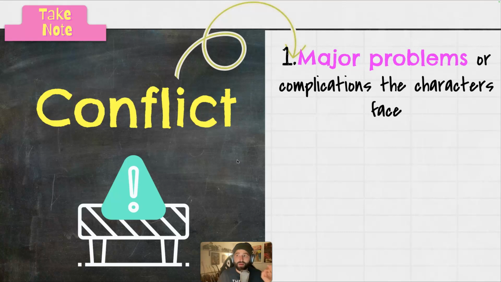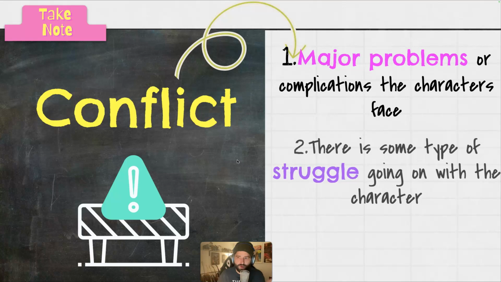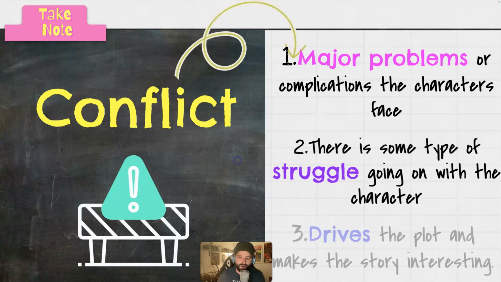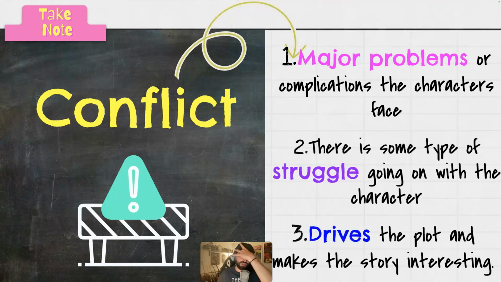So conflict: the major problems or complications the characters face. I believe I did 2 again for you. There is some type of struggle going on with the character, and this drives the plot and makes the story interesting. With conflict, the main thing we need to know right now, we'll have conflict notes later, is that there can be more than one problem in a story, but our main conflict is what drives the entire story, drives the plot that we're going to talk about in a second.